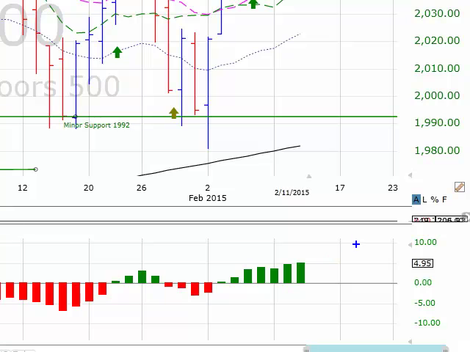Finally, let's take a quick look at the MACD histogram on the S&P 500. MACD histogram, as you can see, is trading above the zero line and is trending higher. Trading above the zero line gives us a bullish signal, trending higher gives us a bullish signal, and so our immediate bias on the S&P 500 is bullish.